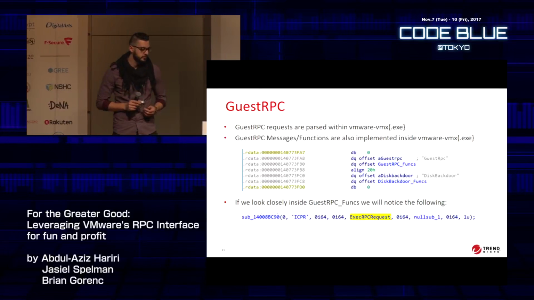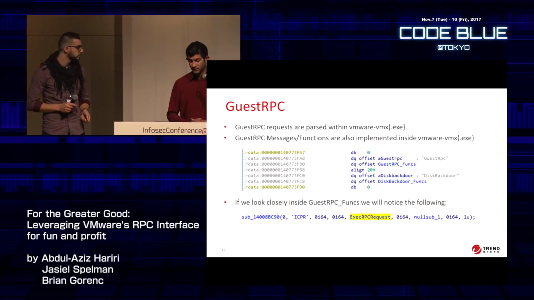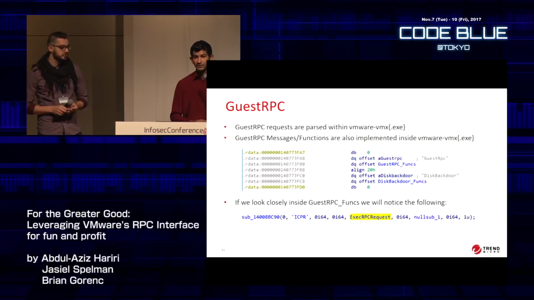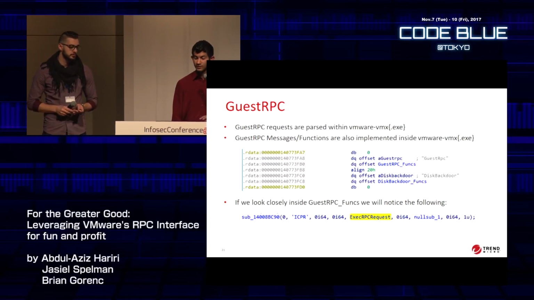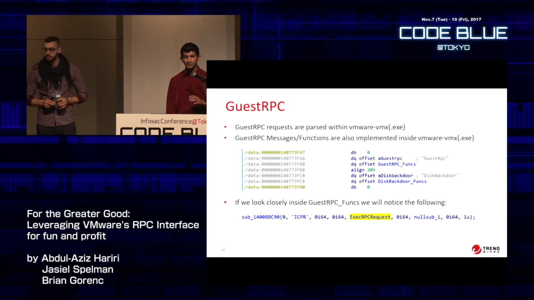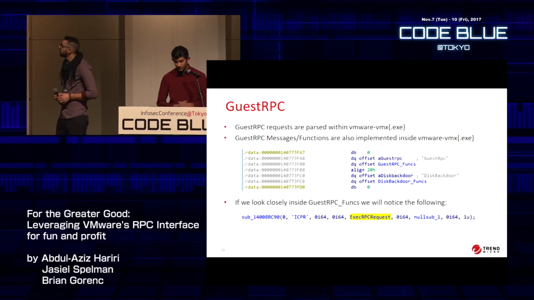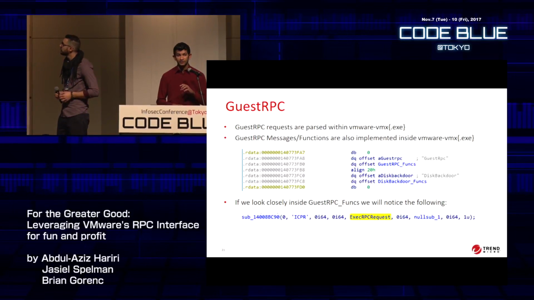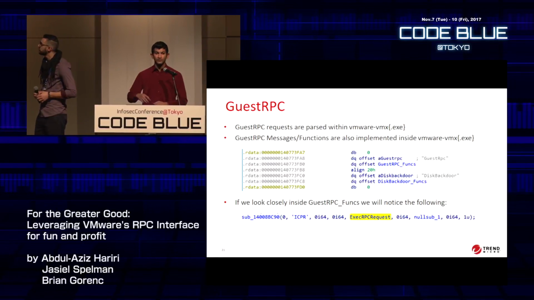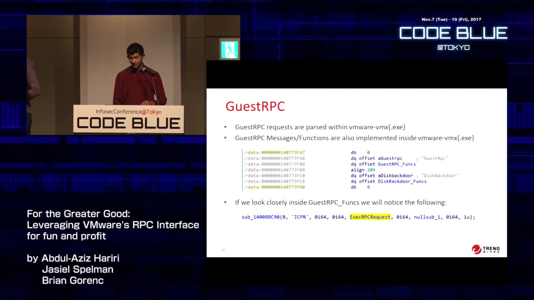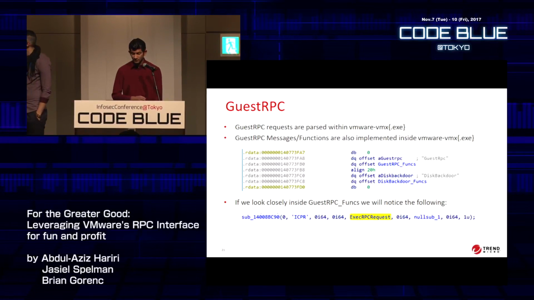As far as how this is implemented and how it all works, guest RPC requests are parsed within vmware-vmx, or vmware-vmx.exe if you're looking at Workstation on Windows. As a result, the functions and messages are also implemented and parsed inside vmware-vmx. So if you take that binary and throw it into IDA or any disassembler, and then do a string search for guest RPC, you can look at the cross-references to guest RPC, and right below it you'll see a reference to a function, GuestRpcFuncs.